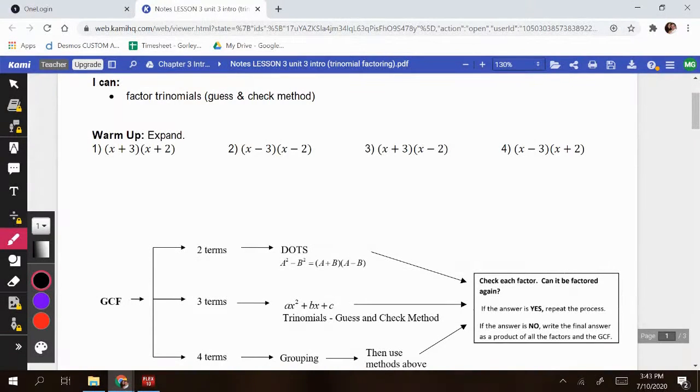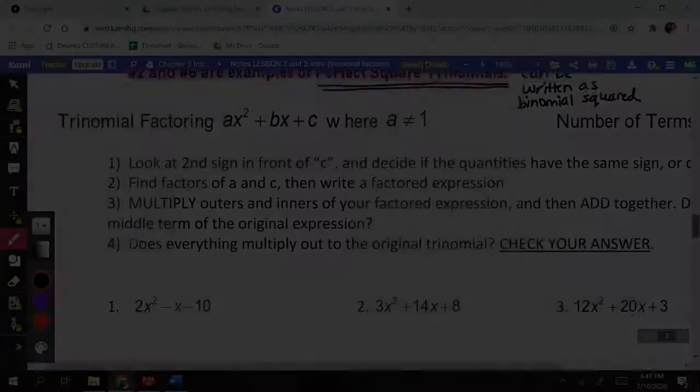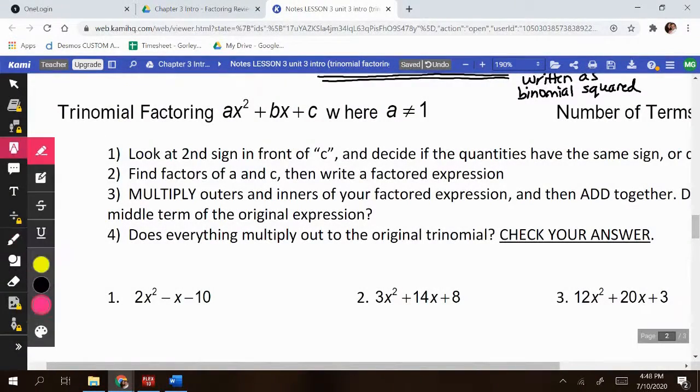Friends, today I can factor trinomials using the guess and check method. Alright, the next section deals with examples where the a value is not 1. This is a little bit trickier.